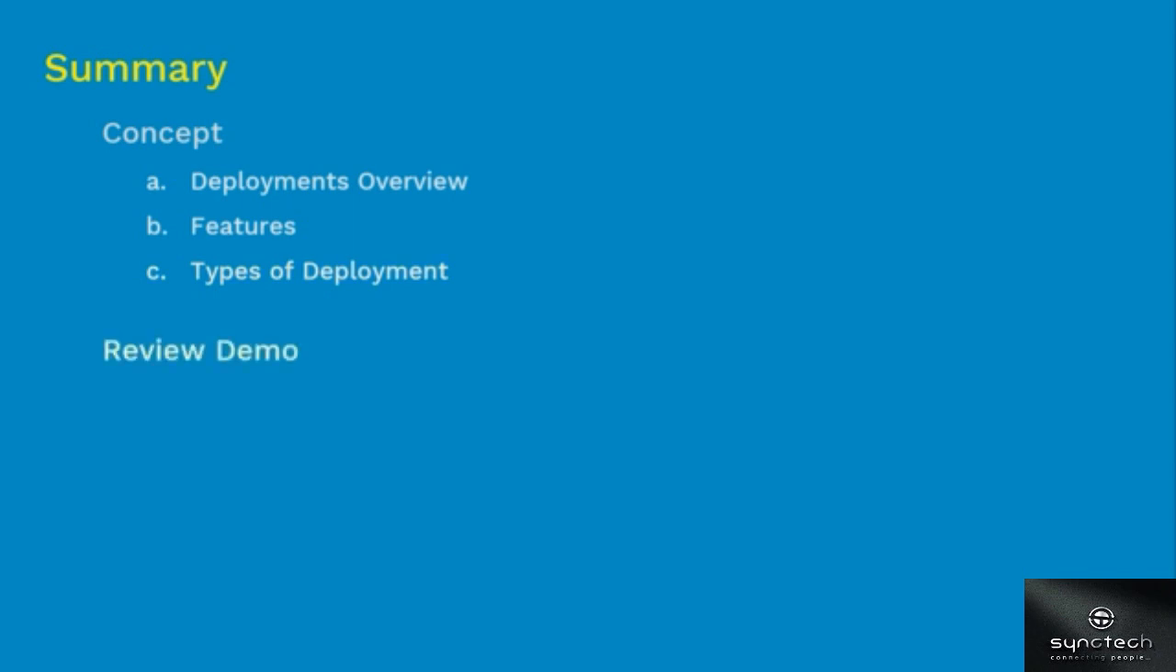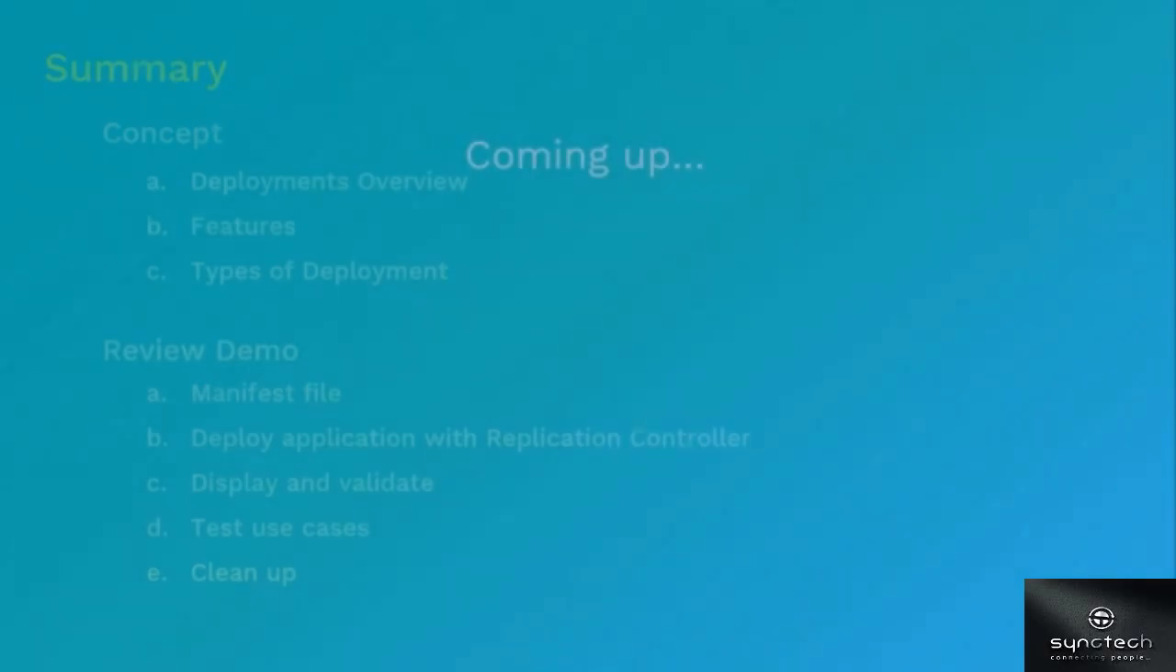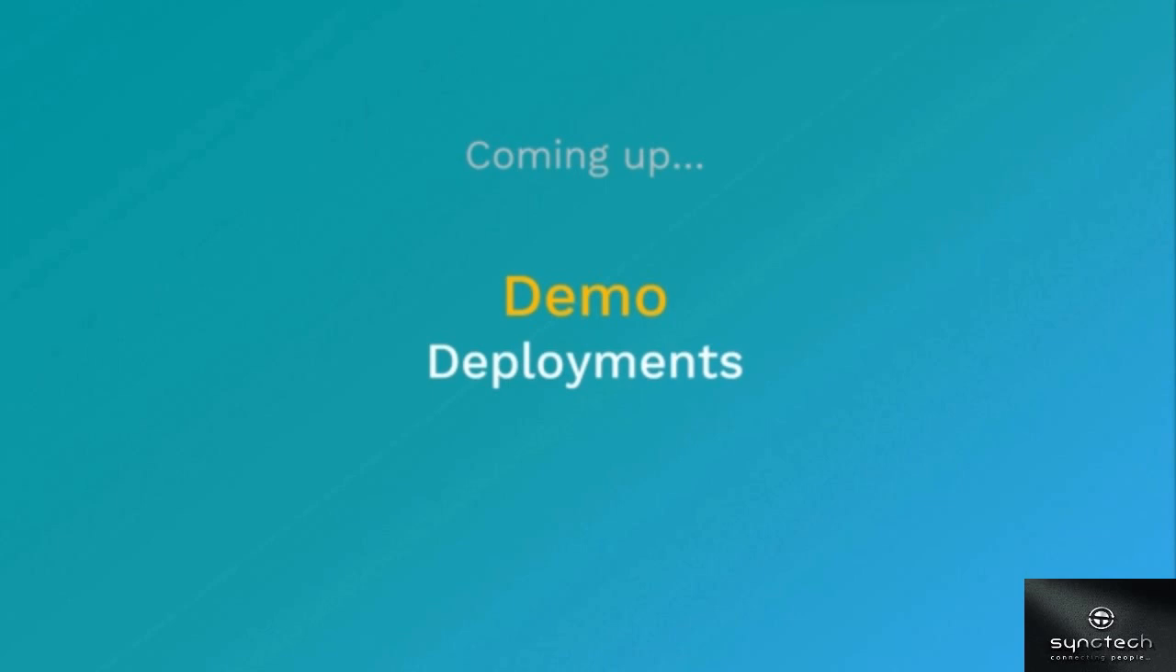In section 2, we reviewed the demo we are about to do live in the Kubernetes cluster. I showed you how to write the deployment manifest file. Then we created the deployment. After that, we executed a couple of commands to make sure it is deployed and the objects are created successfully. Then we tested various use cases of deployment, such as update, rollback, scale up and scale down. Finally, we cleaned up what we have created. Now, moving on to the next video, which is the actual demo of deployments. In that demo, we'll perform the exact steps which we just discussed in the review demo section.